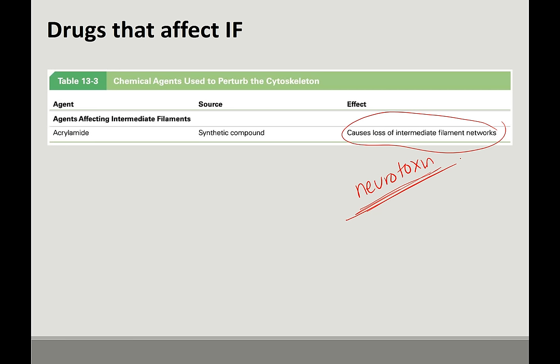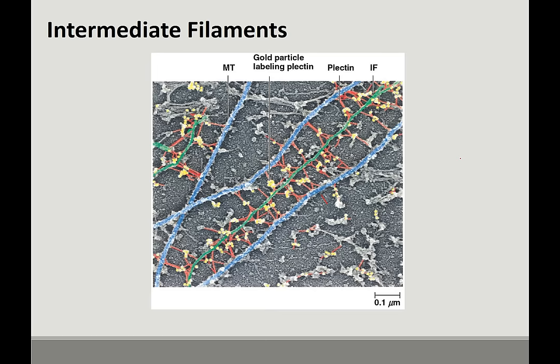So, acrylamide's the only drug that your book listed for intermediate filaments. This is an image from your textbook. I just think it's really pretty. Here in green are your intermediate filaments. Here are your microtubules. Plectin is an example of a spectraplectin, which just means connecting proteins. So these filaments, these tubules, don't just interact with themselves, but they interact with each other as well.